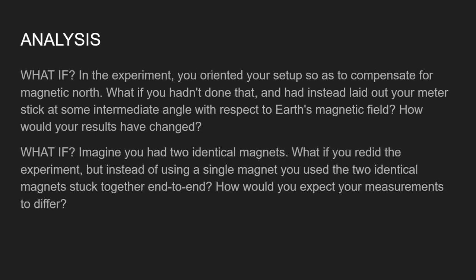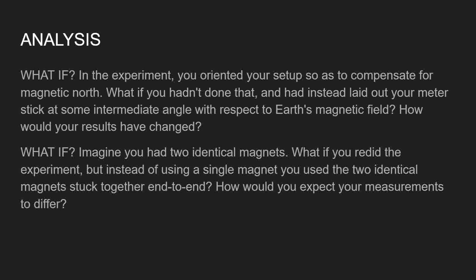If in the experiment we hadn't compensated for magnetic north and instead laid out our meter stick at some intermediate angle with respect to Earth's magnetic field, our results would have changed if we hadn't accounted for this angle. The bar magnet would not be considered to be isolated as the Earth's magnetic field would be affecting it, and the B net value would ultimately be affected until corrected for.